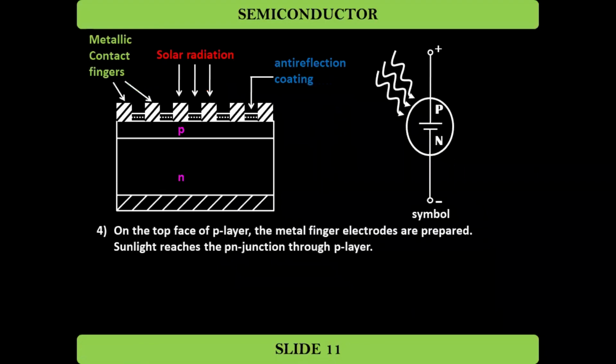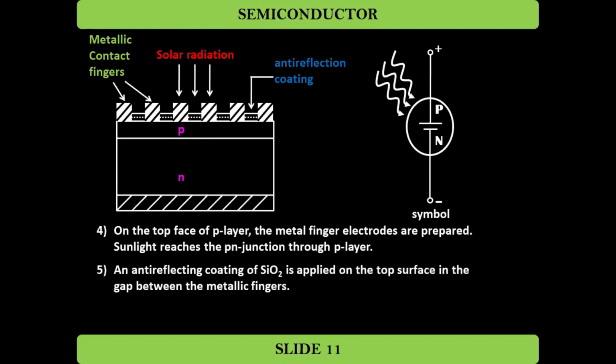The next point to note is that on the top face, you can see there are metal finger electrodes. Sunlight reaches the PN junction through the P layer. An anti-reflecting coating of SiO2 is applied, as discussed earlier. And this is the active junction area, the PN junction, which is kept large to get more power.